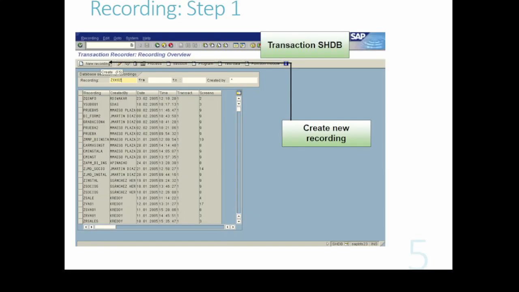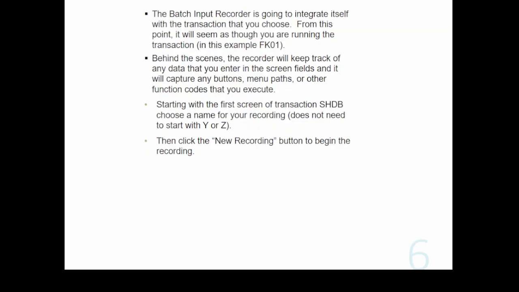First of all, we have to call the SHDB transaction for the batch input recorder. Here we will see all the already created recordings, and at the top left of the screen we will have a new recording button. We will have to press the new recording button. The batch input recording is going to integrate itself with the transaction that you choose. From this point, it will look as in the next slide.